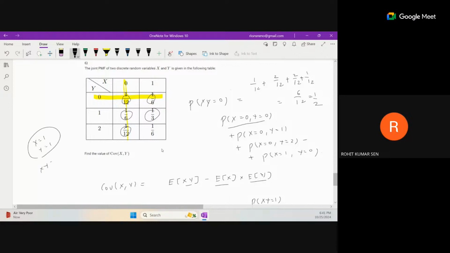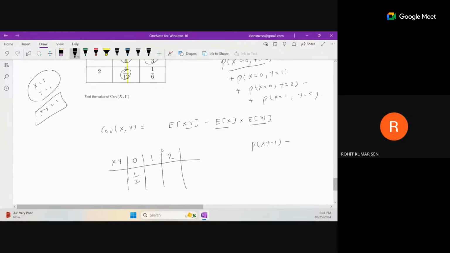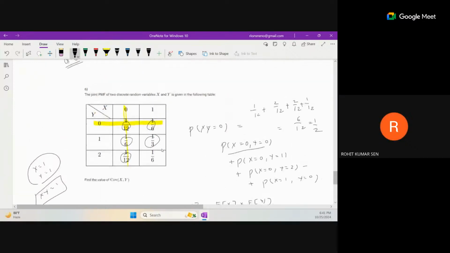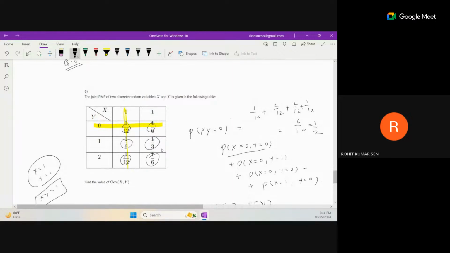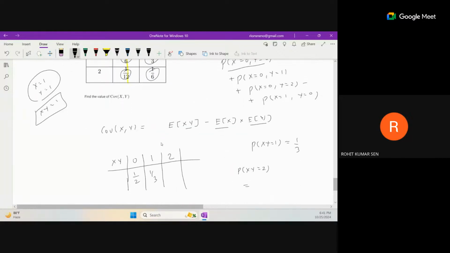In this case only xy is equal to 1. So what is the probability of x equal to 1 and y equal to 1? It is 1 by 3. And what is the probability of xy equal to 2, when x is 1 and y is 2? So this is my value. It is 1 by 6.